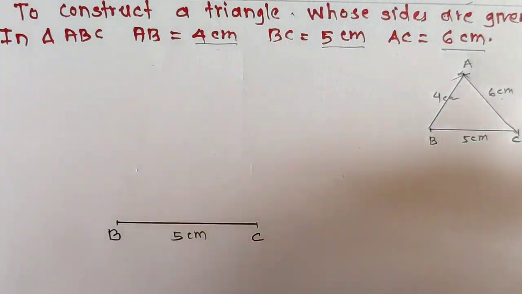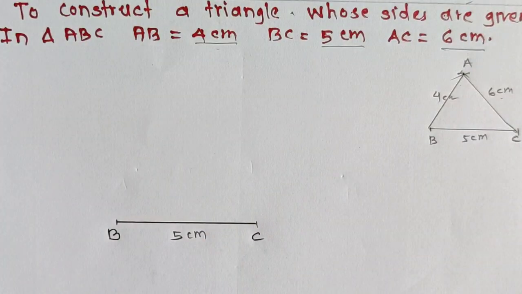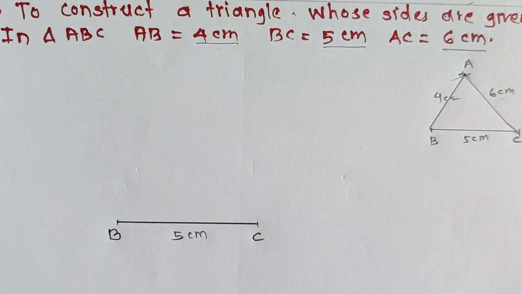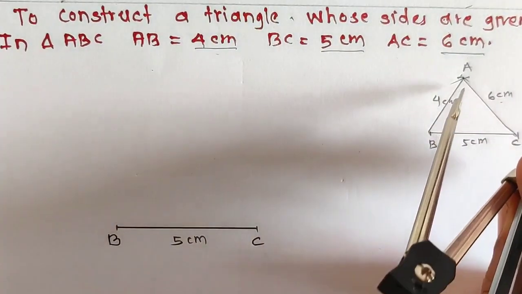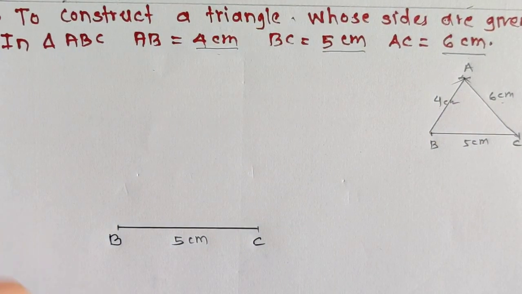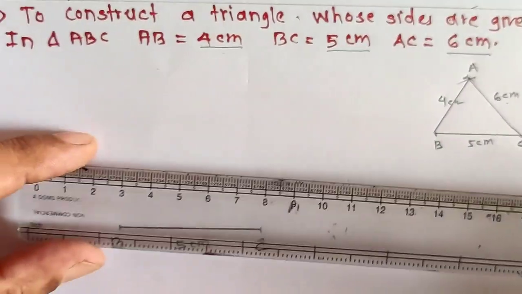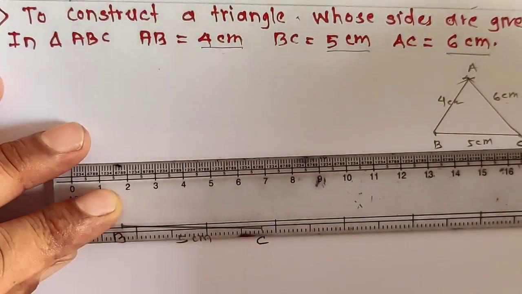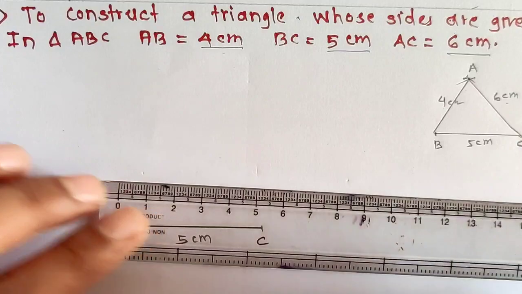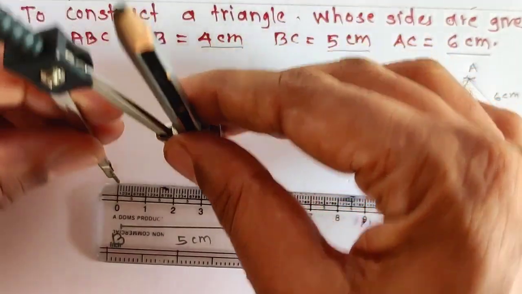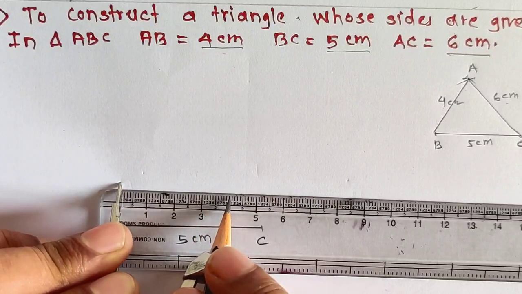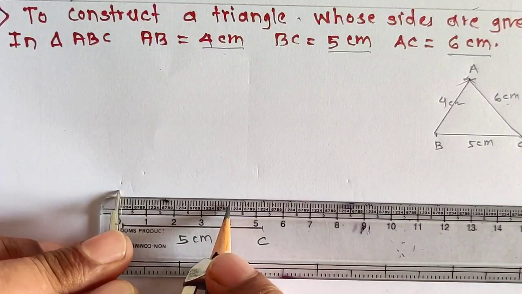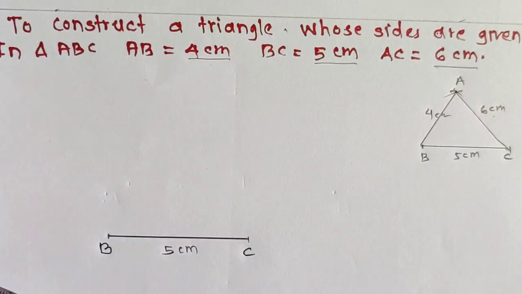Now this point A is at a distance of 4 centimeter from B and 6 centimeter from C. Therefore, using compass, we have to find the position of point A. So A is at a distance of 4 centimeter from B. So take 4 centimeter distance in a compass using this scale. Here we have to place the compass like this. So here it is 4 centimeter, 0 to 4. So this distance is 4 centimeter.